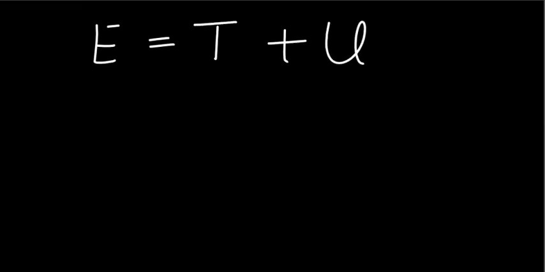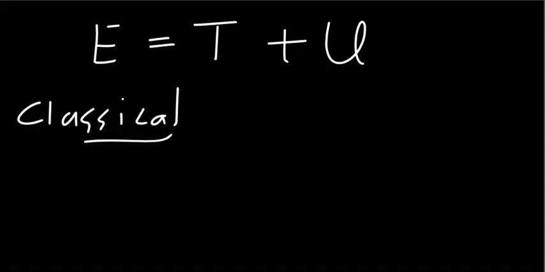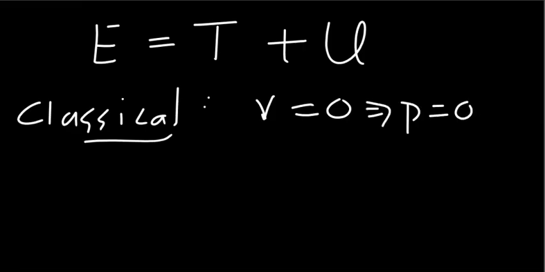The total energy of a classical harmonic oscillator consists of two terms. One is the kinetic energy and the other one is the potential energy. So for the classical case, the lowest energy state occurs when the oscillator is at rest. So that means when the velocity or the speed is zero, which implies the momentum is zero. And that in turn implies zero kinetic energy.